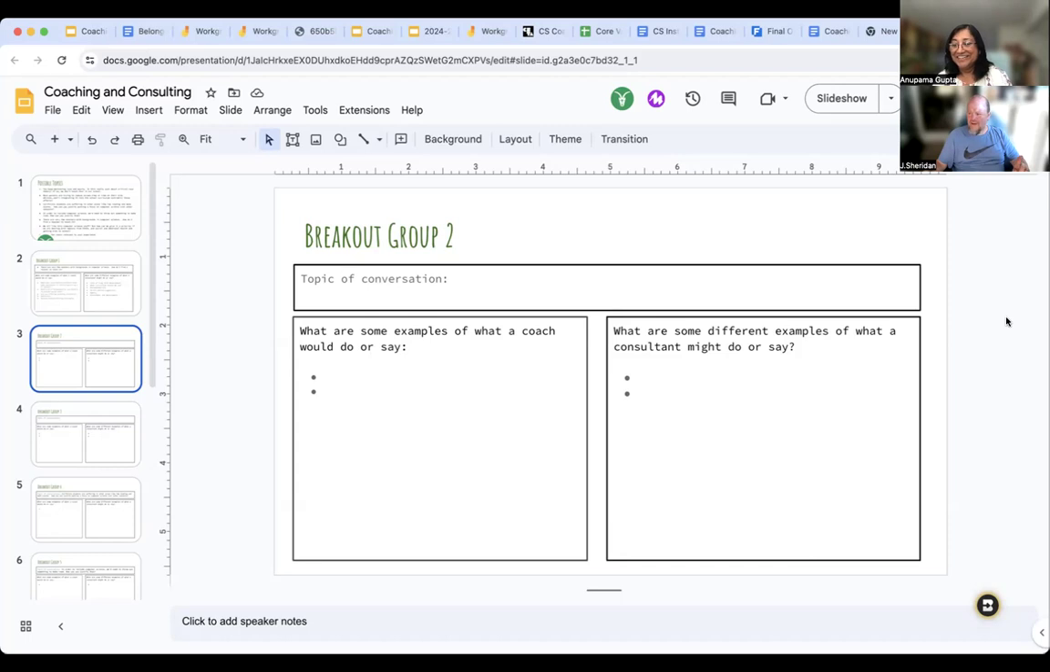You want me to write this in chat, or where do you want me to edit the document? In the slide. Okay. You can pick one of the slides and just pick a topic that you would like to experiment with. So just pick one topic, write it in the bar up where it says topic of conversation, and then do what are some examples of what a coach would say, and what are some examples of what a consultant might say.